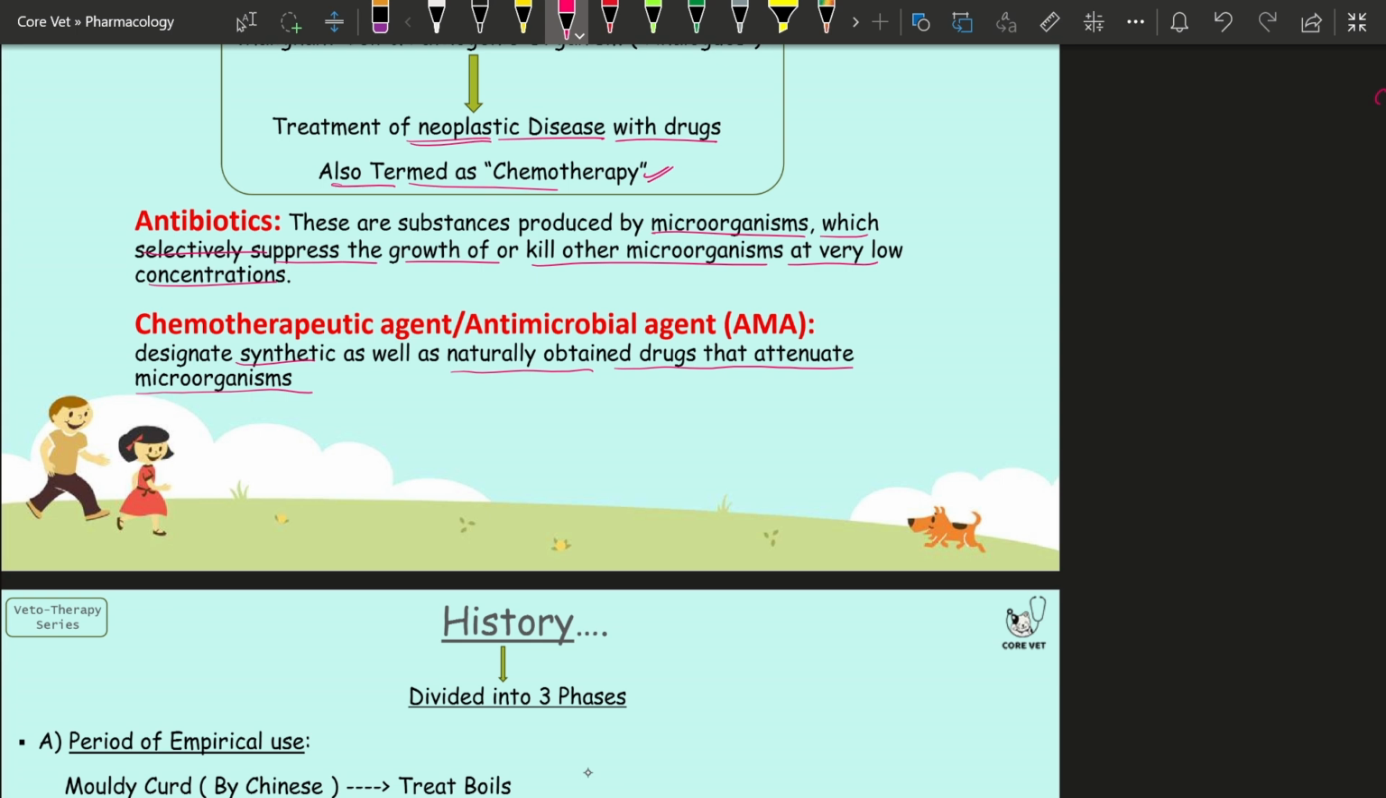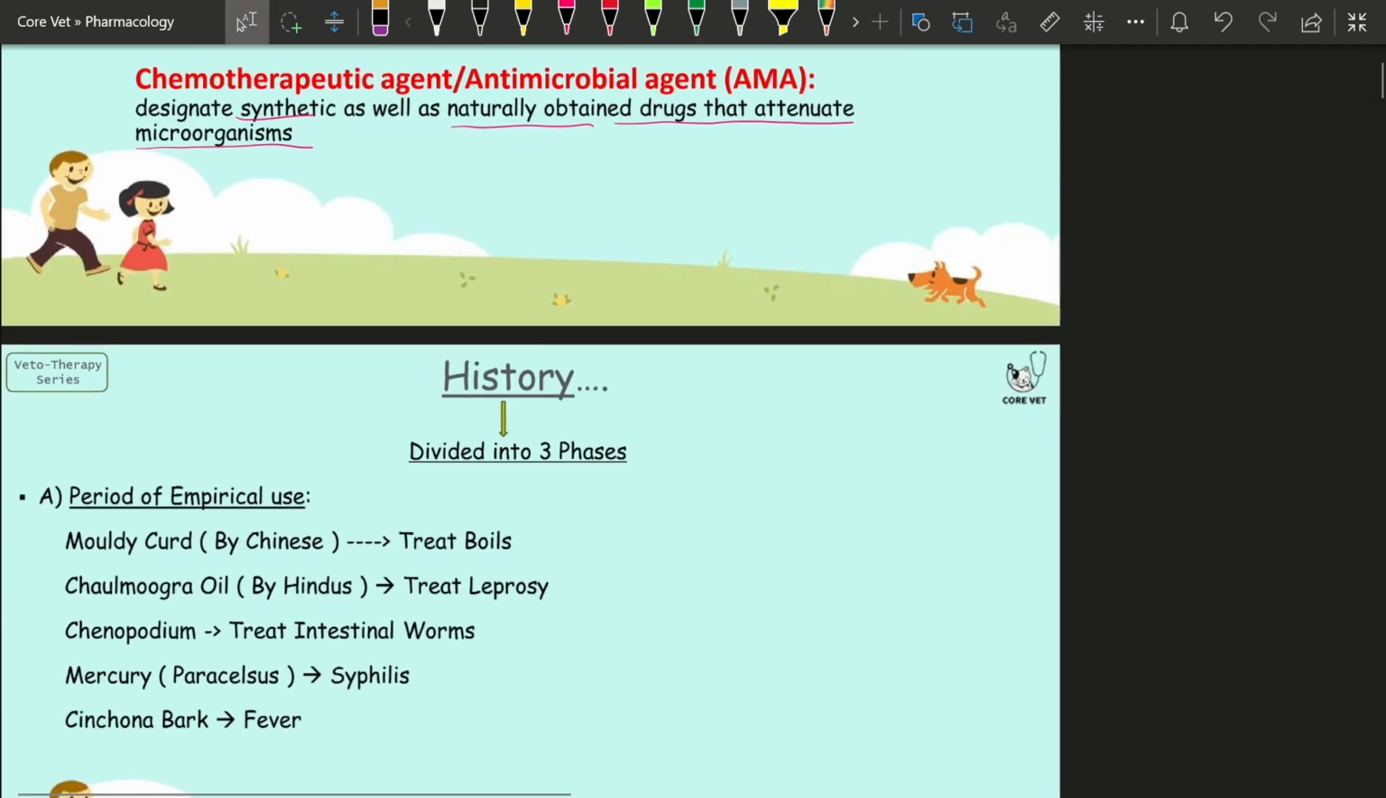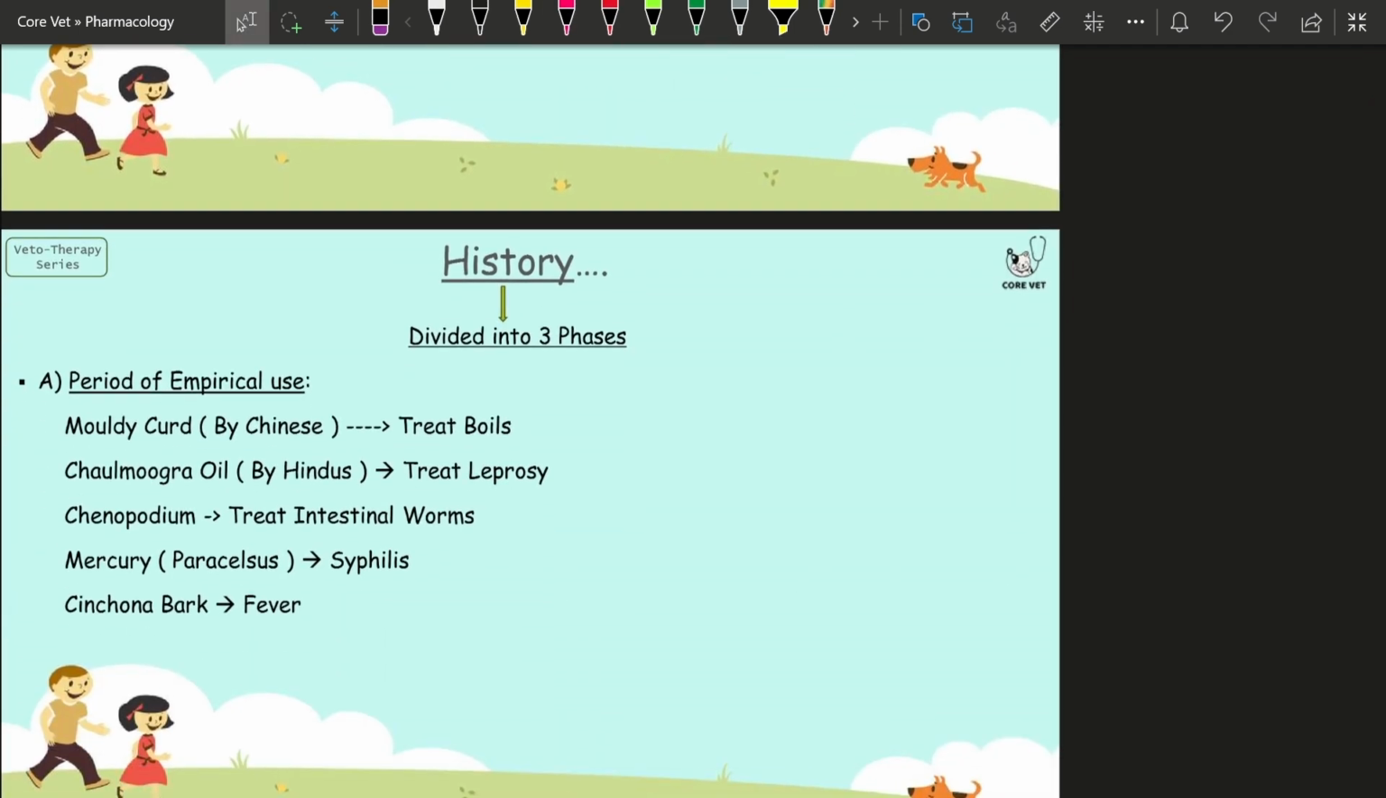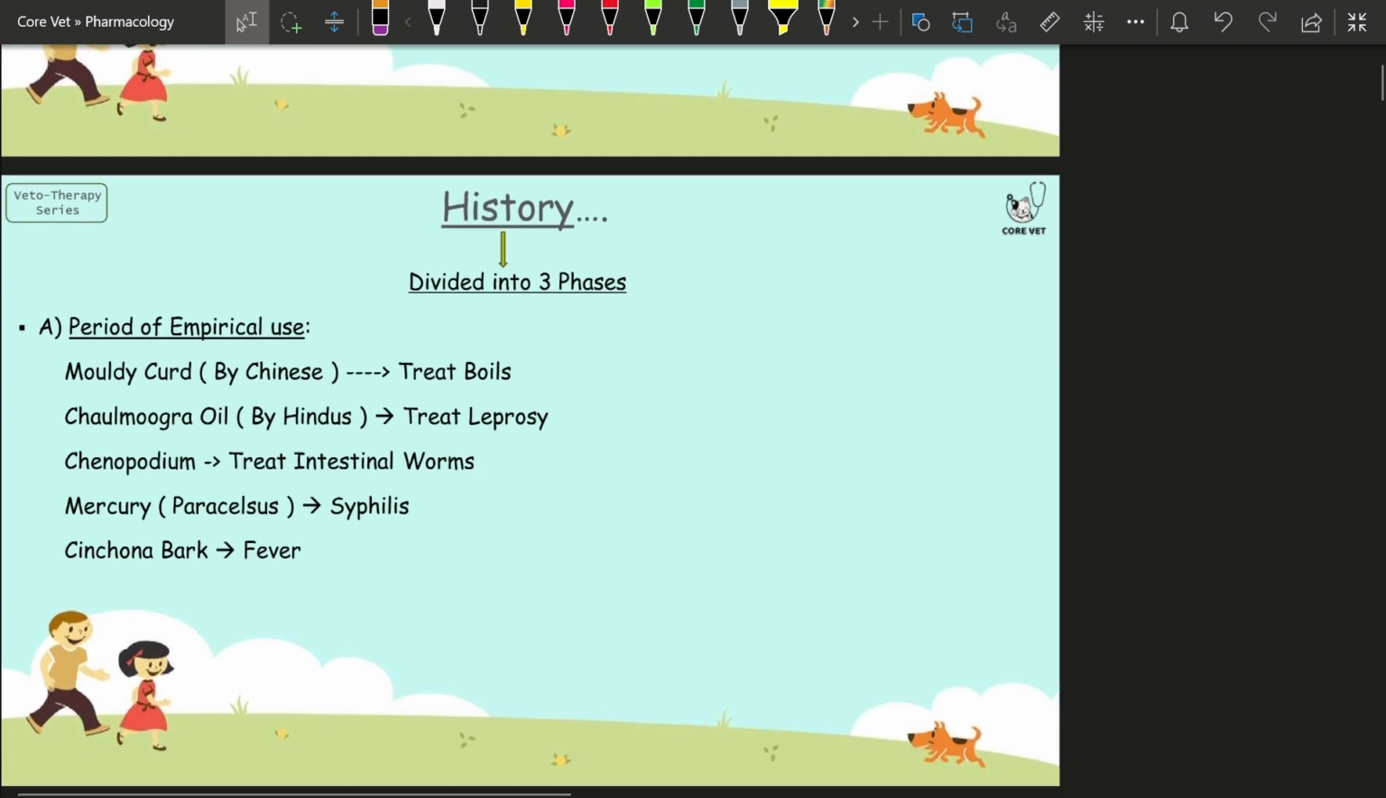Okay, that's what attenuate means, right? So these may be either the synthetic or the natural. Okay, so coming on to the history. The history of chemotherapy has been divided into three phases, right?